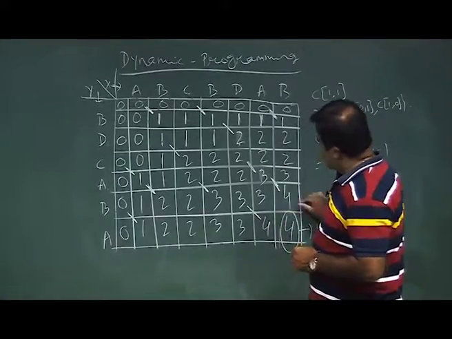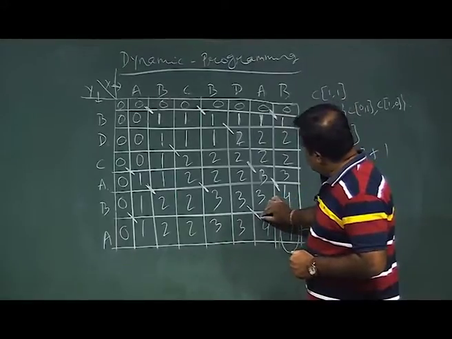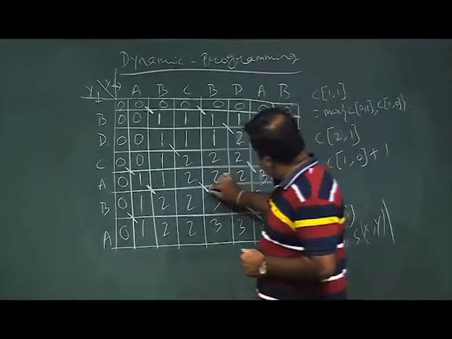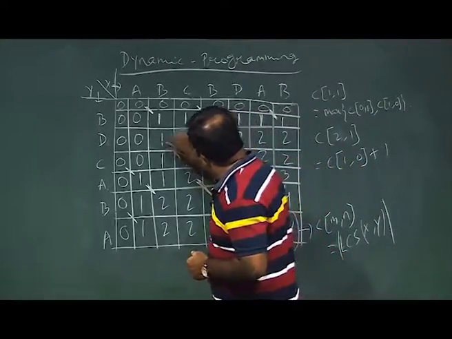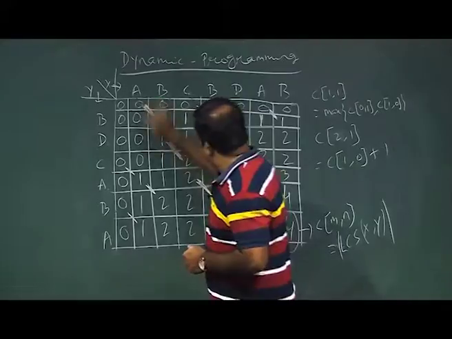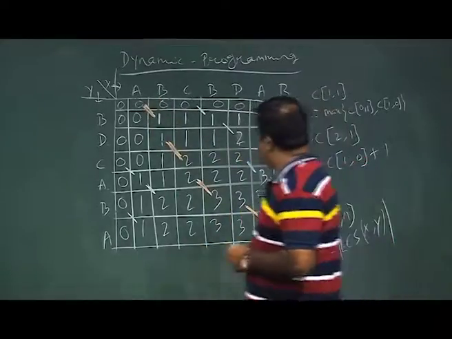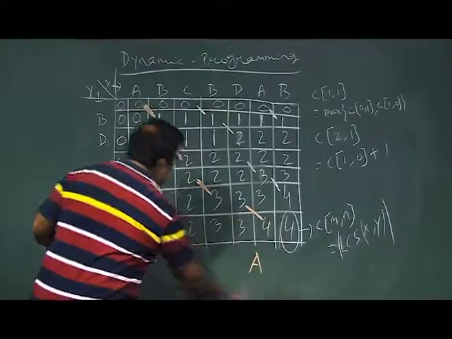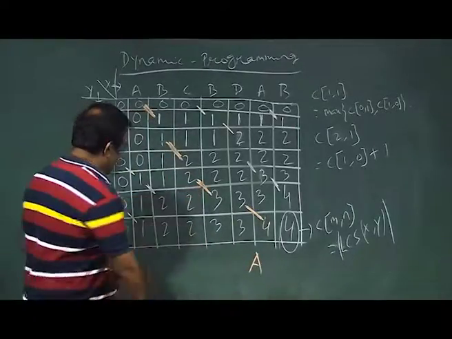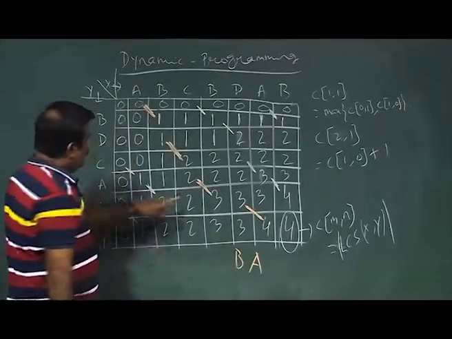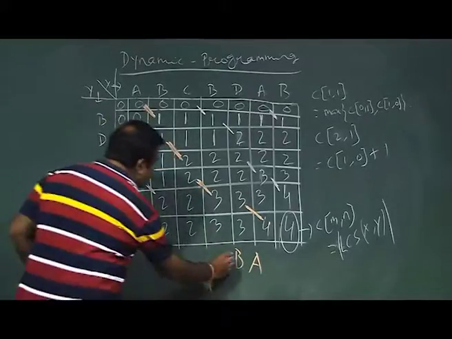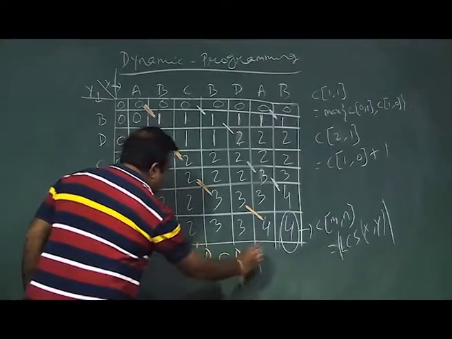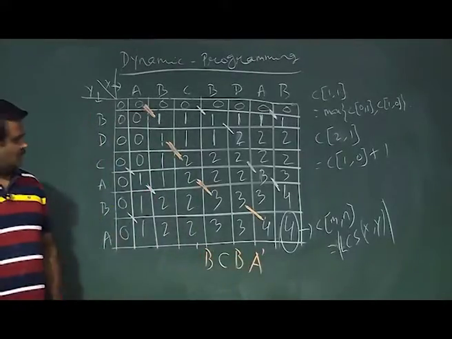So maybe we can take this one, then we can take this one, this one, and this one. So this will give us which sequence? This will give us A, and then this will give us B, and this will give us C, and this will give us again B. So this is the longest common subsequence.